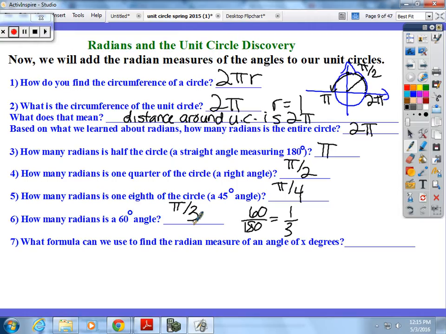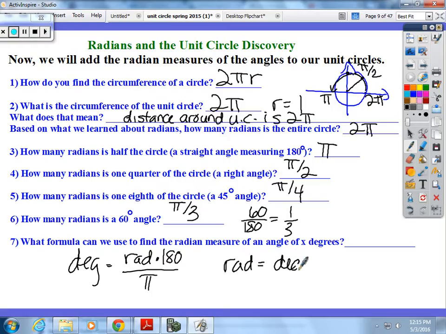Okay, and then the formulas for changing radians to degrees. If we have radians and we want to get degrees, you do radians times 180 divided by pi. And then if you want to get radians from degrees, you go degrees times pi over 180. So those two formulas, make sure you mark those down, because we're going to use those to do the problems that are coming up next.